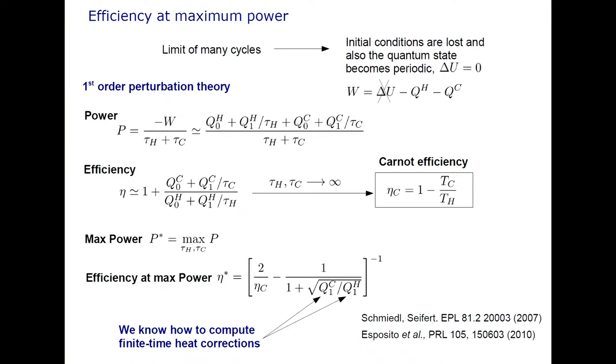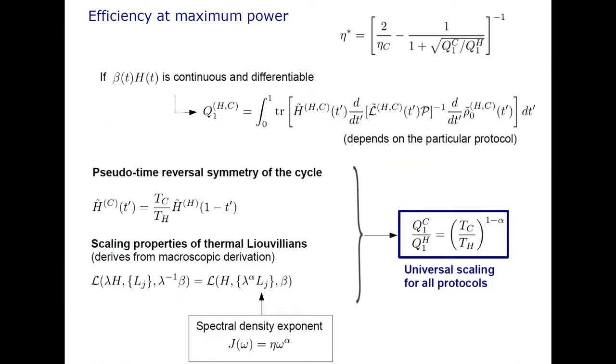So this expression actually was known in the literature, but what we can do now is replace our analytical expressions for these quantities, these non-equilibrium heat exchanges, and we can go further in this calculation. So this is the ugly expression for the non-equilibrium dissipation, and unfortunately it depends on the particular protocol, but we are lucky that the ratio between the hot and the cold dissipation obeys this universal scaling law, where T cold and T hot are the temperatures, and alpha is the exponent of the spectral density. This is due to some symmetry property of the cycle and of the master equation.